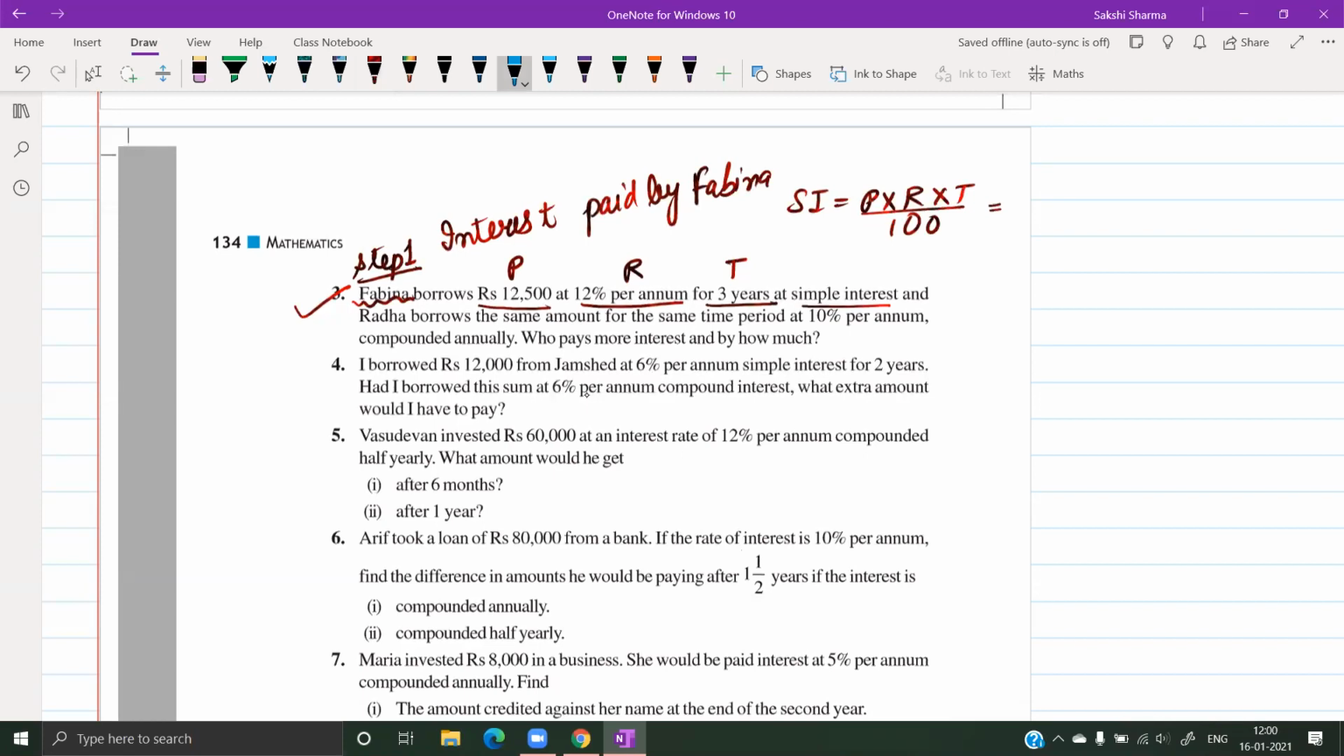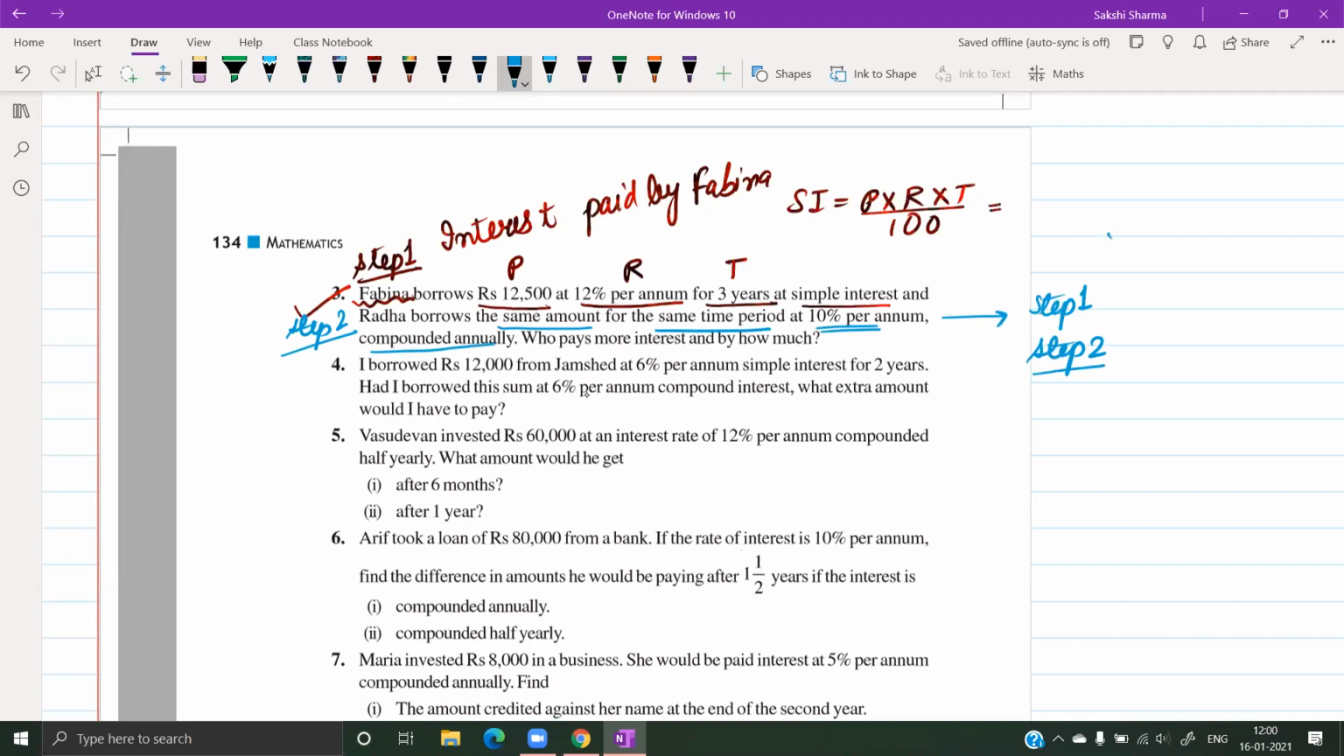Then after this, they are saying Radha. For Radha, we will calculate the interest separately, but they are saying that she has borrowed the same amount. So the principal is the same. Time period is also same. Rate of interest has changed. The interest is compounded annually. So for her, you will be using 2 steps. Step number 1, step number 2.